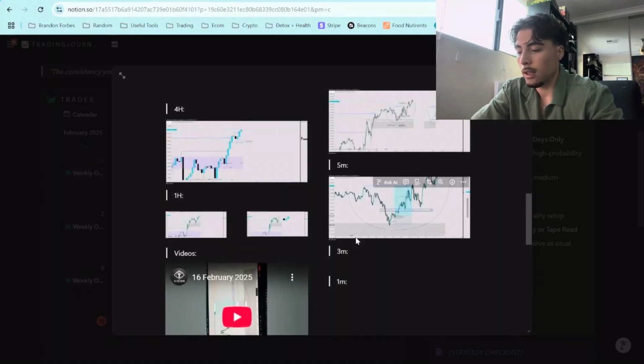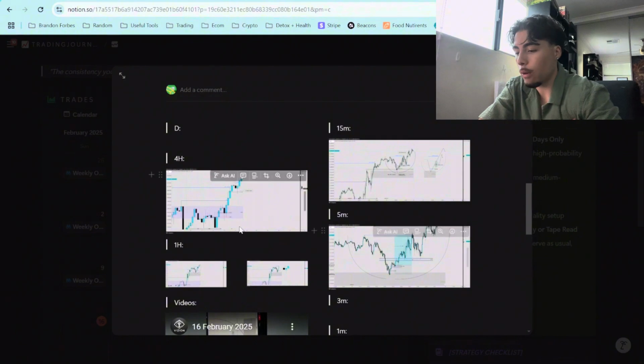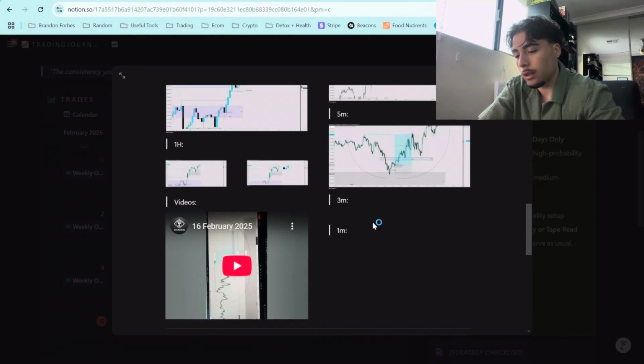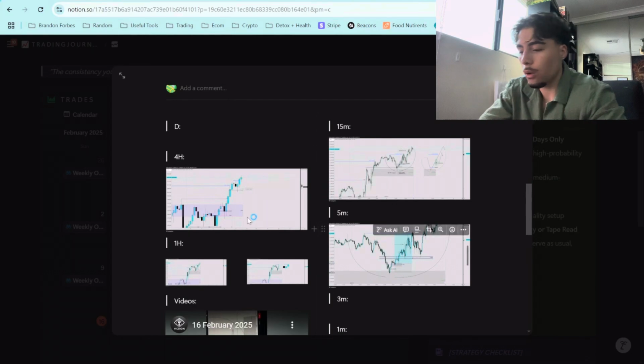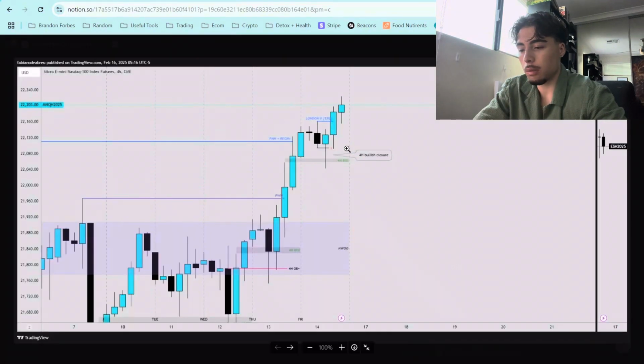Okay, so let's start with the 4 hour. So we obviously have our 4 hour picture here, 1 hour, I've got a 15-minute and a 5. I didn't take a trade on the lower time frame, so this would have been the pictures I needed. So on the 4 hour, this is what price action looked like on Friday. I want you guys to pay attention to how this 6 o'clock 4 hour candle closed. We tapped into this 4 hour gap.